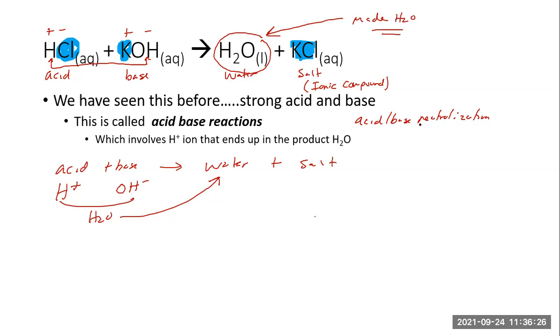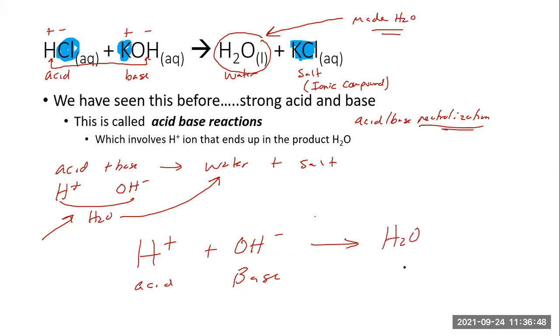Why is this sometimes called a neutralization reaction? Well, the overall real reaction that's happening is actually this reaction right here. The overall thing that's really happening is the acid is giving the H+, the base is giving the OH-, and those two things have an incredibly strong attraction to each other to make water.